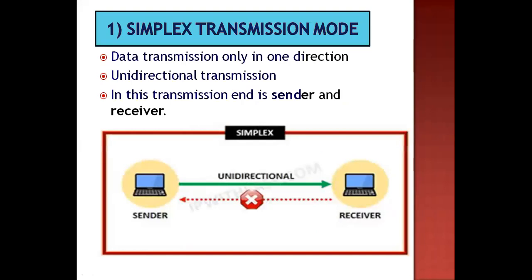Simplex transmission mode. Data transmission is only in one direction. In other words, we can say that it is unidirectional transmission. In this diagram, you can see that one end is the sender and the other end is the receiver. The sender can only send the information and the receiver can only receive the information. That's why it is called unidirectional transmission.